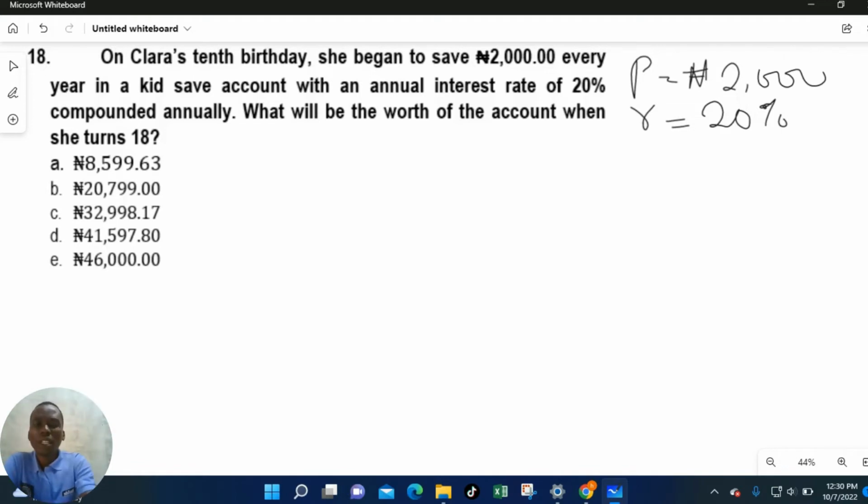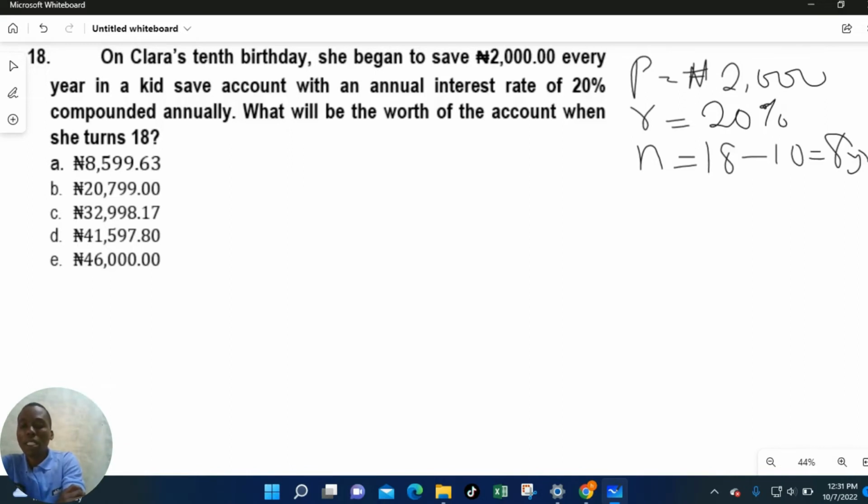Of course, we are given the number of years that compound interest should be calculated, which is equal to when she turns 18, that is when the amount will be checked, minus her 10th what? Birthday. So that will be 8 years. Remember, you're asked to look for the worth of that account when she turns 18. And presently, Clara is 10 years old. So you see, we have the number of years, we have the rate, and then we have the principal. Now we want to look at the amount, that money we accumulate after 8 years.